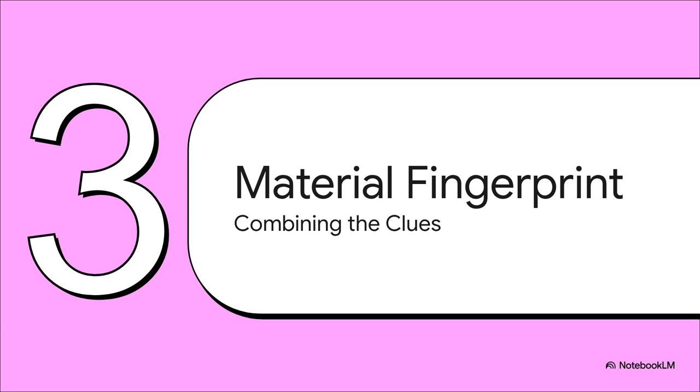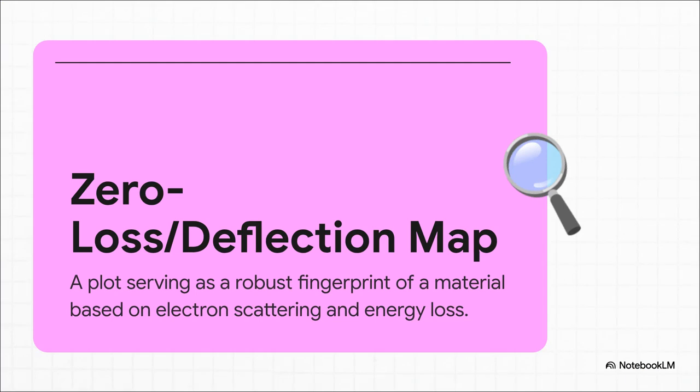Well, you get something incredibly powerful. You get a unique, totally solid signature for that material at every single point. You get its fingerprint. Now, the official name for this is a zero-loss/deflection map. It's really just a simple, elegant graph that combines our two clues. And what's so brilliant about it is that it paints a clear picture of the material's real properties, like its thickness and what it's made of, in a way that a plain old black and white image never could.